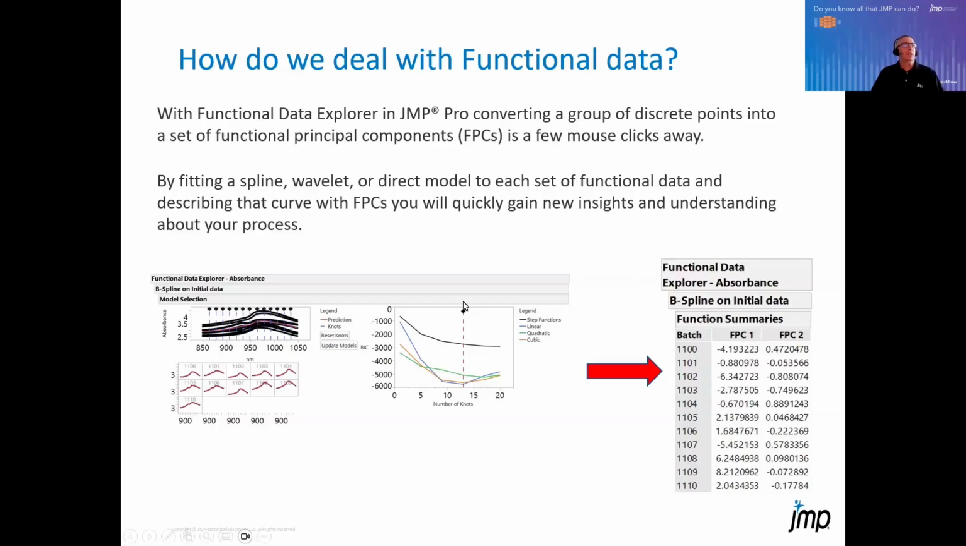Okay, so below we're showing a set of curves, the model that was used to fit that data, and then what the functional data is showing here, the functional principal components by batch. And this is a spline fit in this case.